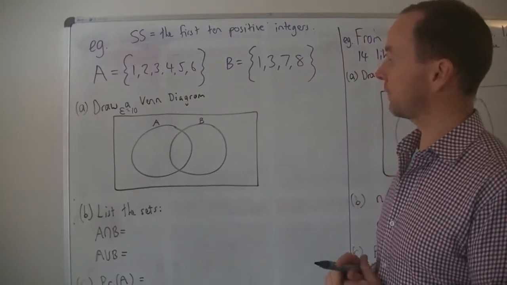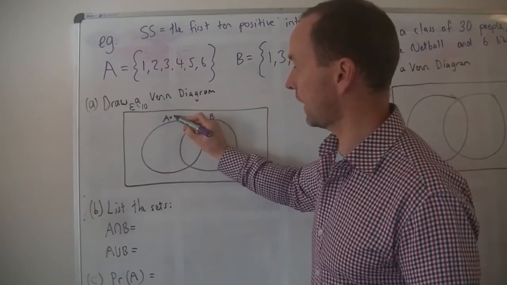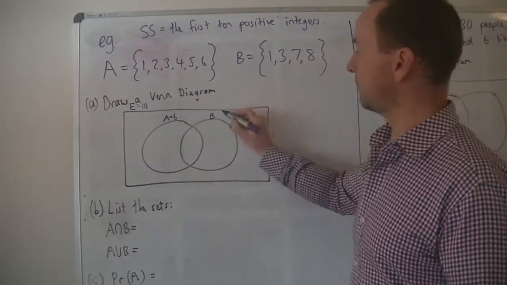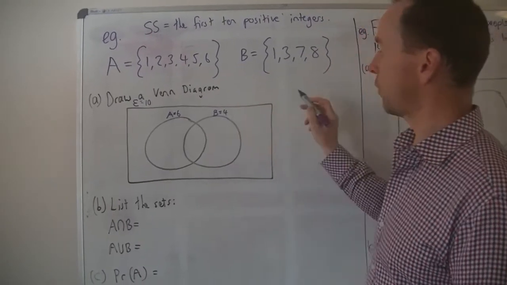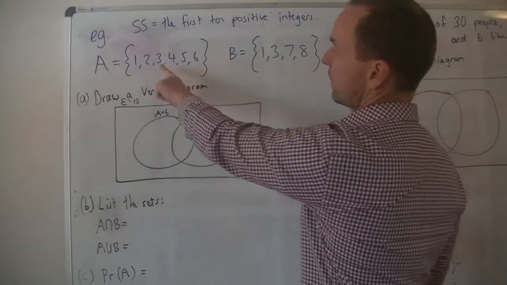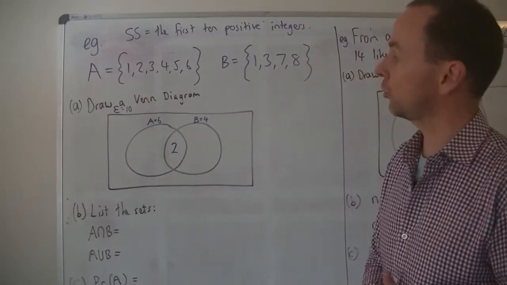I like to start with that first, but actually, there's 6 in A, so I like to write A equals 6 at the top, which means that whole circle. And B is equal to 4 elements, because there's 4 in that whole circle. Now I've figured out that 1 and 3 are the 2 numbers that are in both, the intersection. So I like to put a 2 there.